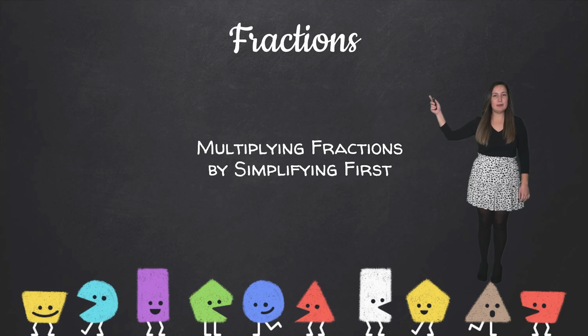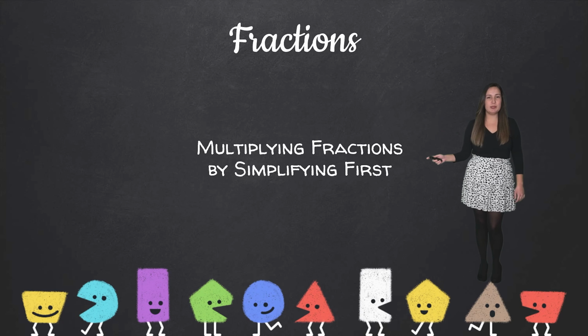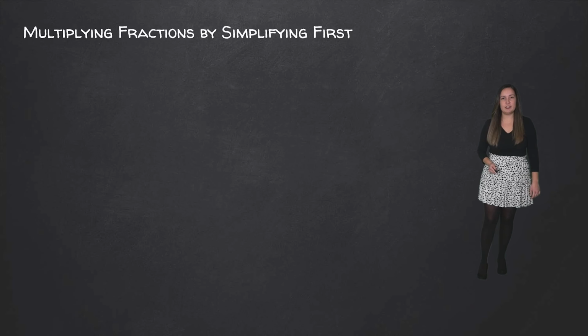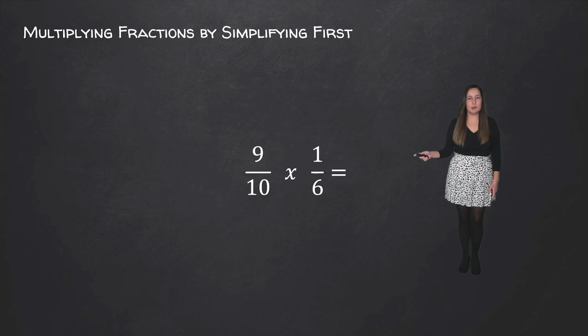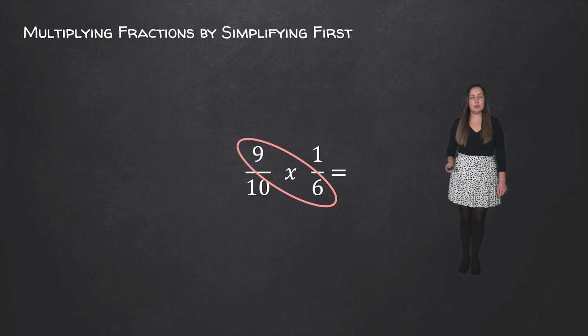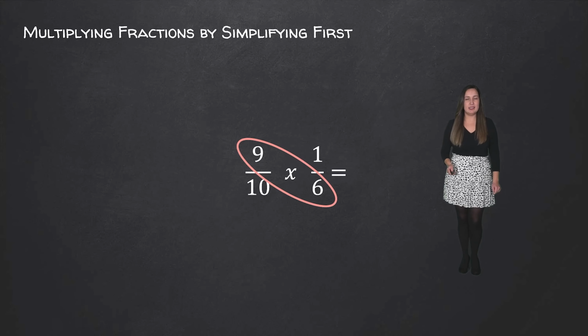Mathematicians. Today we're going to be learning about fractions, more specifically about multiplying fractions by simplifying first. To get us started, we have 9 over 10 times 1 over 6. In order to simplify first, before we multiply, we have to look at the numbers that are diagonal from each other. So first we're going to take a look at 9 and 6.